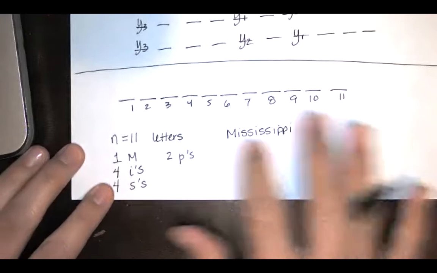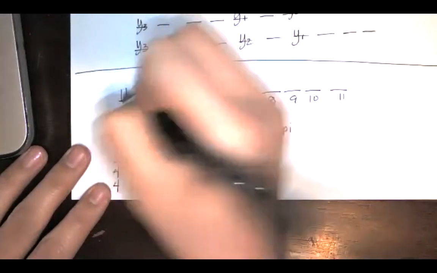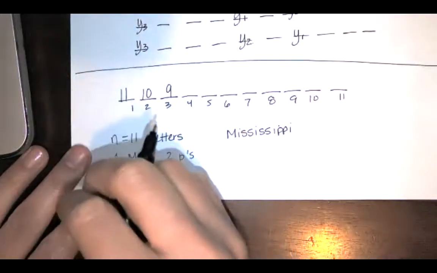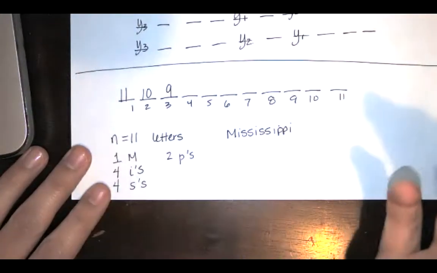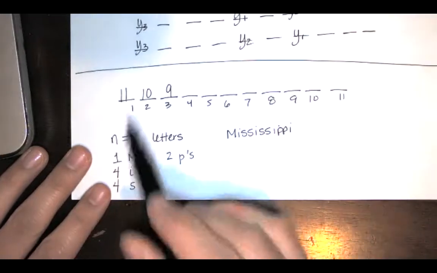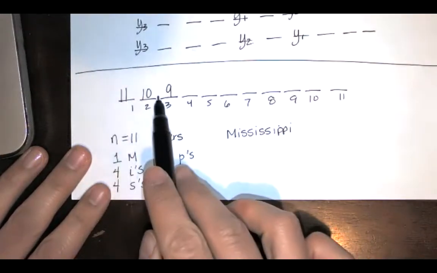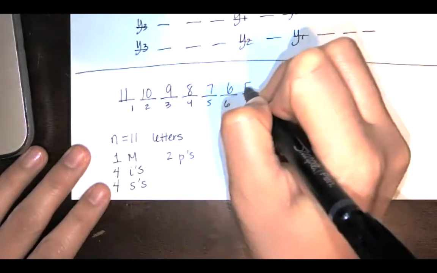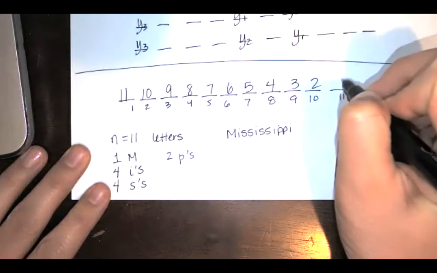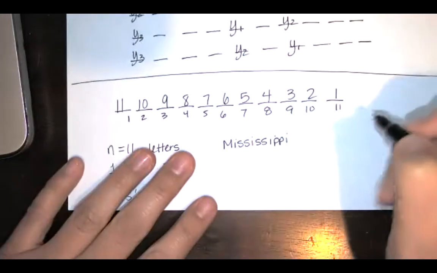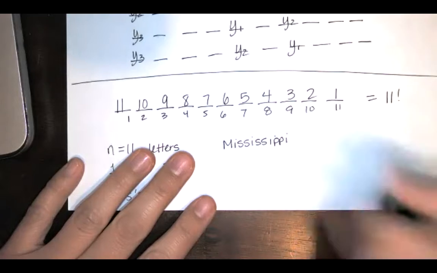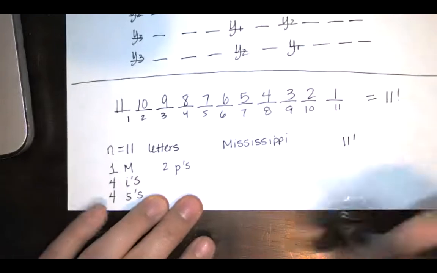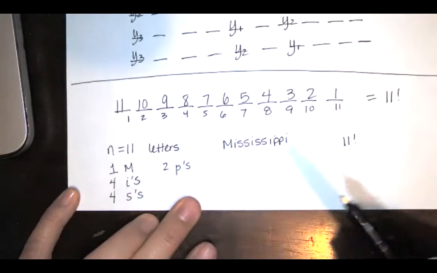Well, if these were all unique letters, we'd have 11 options here, 10 options there, 9 options there, because we're selecting and then we're not putting those letters back. We're not putting them back in the bag of letters if we were selecting from a bag. So you got 11 here, and now you've got 10 left to choose from for the second letter, 9 left to choose from after that, and so on all the way down. So if they were all unique, the count would be 11 factorial possible arrangements of the letters, but they're not unique. We've got 4 I's, 4 S's, and 2 P's.